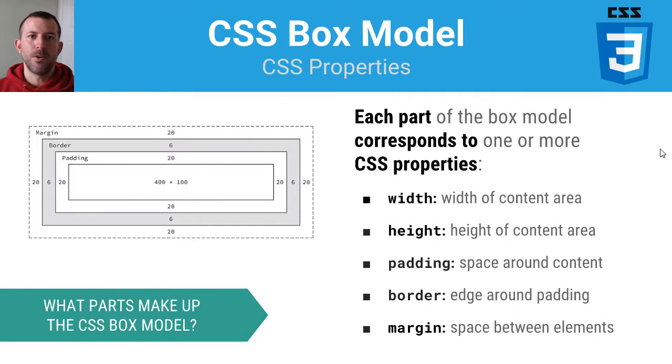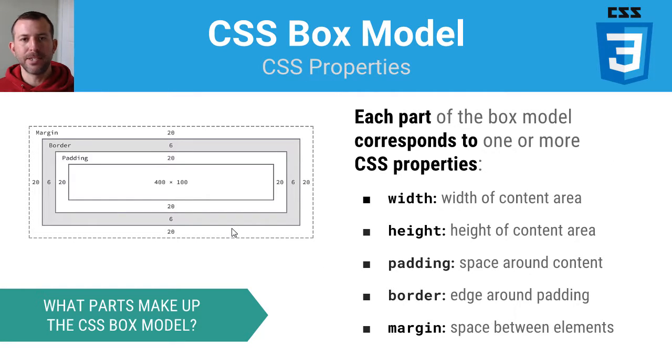CSS Properties. In order to work with this box model, you have to know that there are style properties that coincide with each part of the box. For example, the dimensions of your content are dictated by whatever you set for the width and height CSS property. The amount of padding is done by the padding property. The amount of border by the border property, and the amount of margin by the margin property.